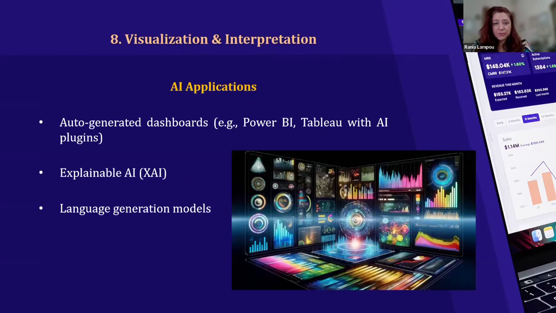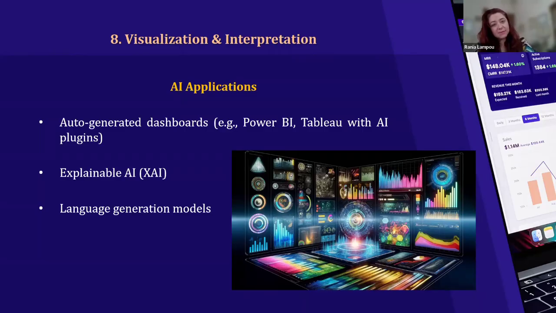The next step is visualization and interpretation, how AI can help us with this step. We have auto-generated dashboards, Power BI, Tableau with AI plugins. Then we can quickly visualize trends and correlations. Explainable AI, this helps interpret complex models in human understandable ways. Language generation models, we can draft summaries, result sections or insight explanations from data.